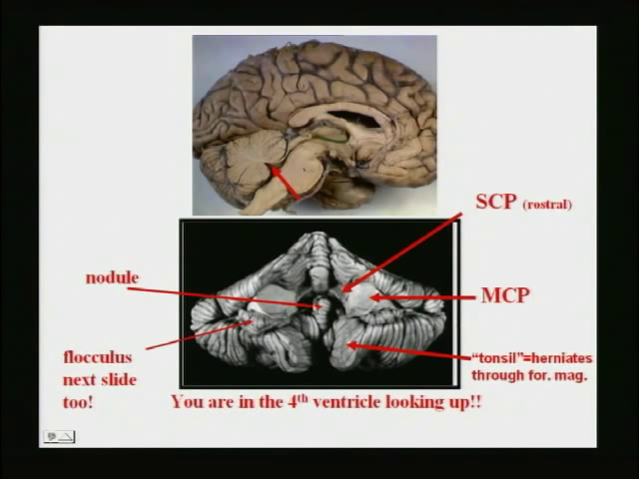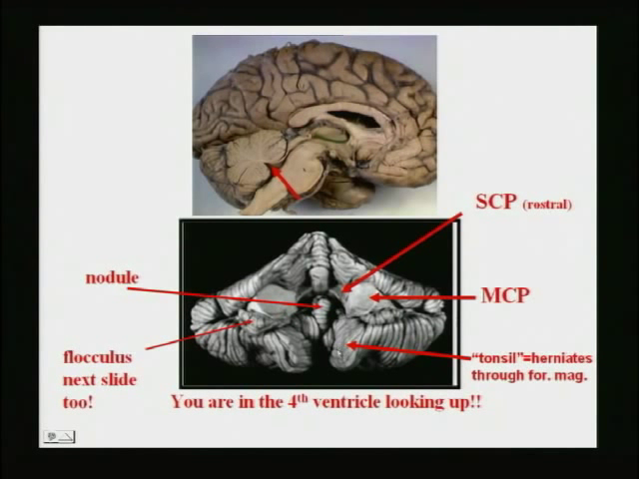Again, we can see this midline vermal region, we can see the hemispheres, but we can also see the middle cerebellar peduncle here and the superior cerebellar peduncle really showing well. Now, here's the nodule right on the midline, and here's the flocculus. So you can actually see that they are connected, and this would be our flocculonodular lobe.